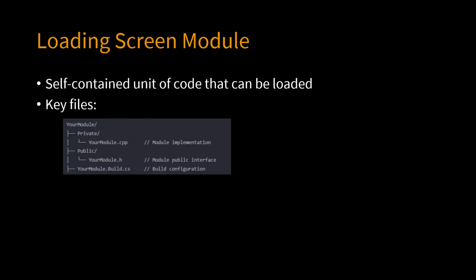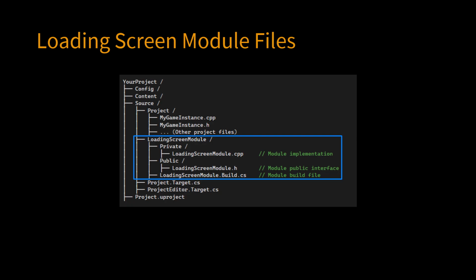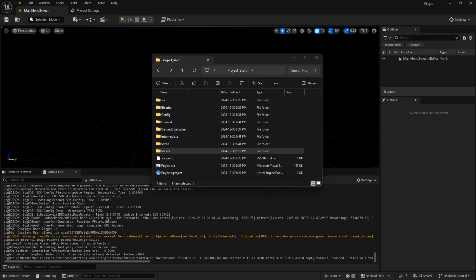A basic module consists of a private C++ file, a public header file, and a build.cs configuration file. Each part plays a crucial role in how your module works and integrates with Unreal Engine. For our tutorial, we'll be creating a loading screen module folder, which will contain the module build file, as well as a private C++ file and a public header file. We will need to make sure we regenerate the Visual Studio project files in order for these additions to be added to the project.